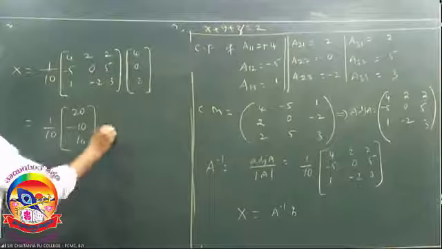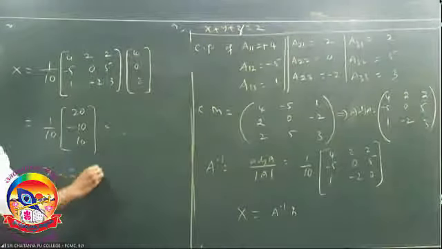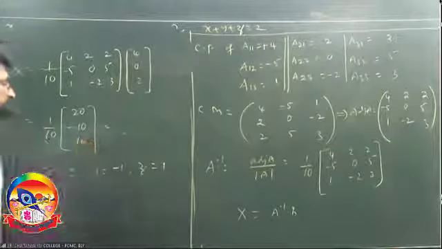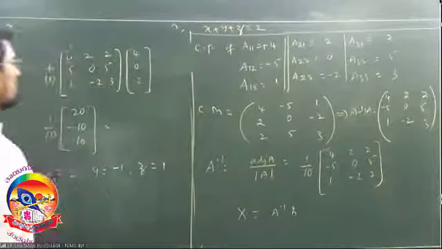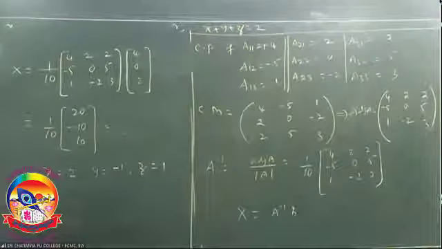That means you should get x equals 2, y equals minus 1, z equals 1. Substitute these three in the given equations and you are going to get the answer. That means verify them, please.